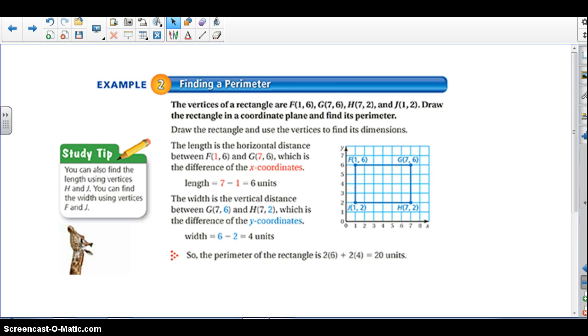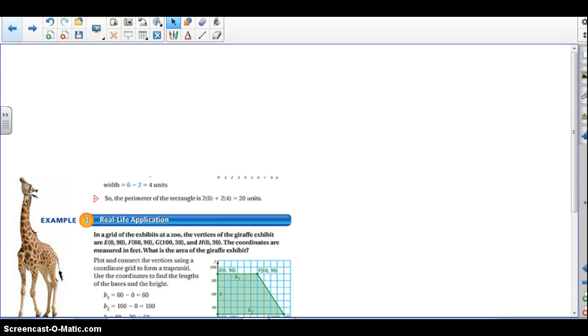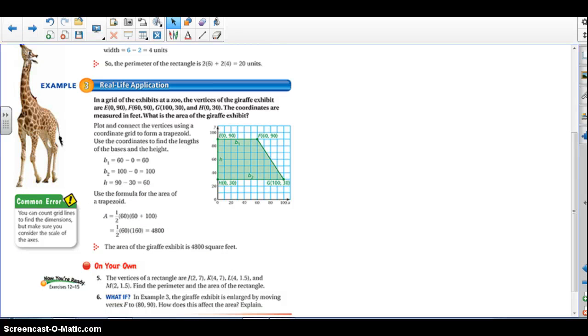Moving on to example 3. Real life application. In a grid of the exhibits at a zoo, the vertices of the giraffe exhibit are, and they give you the coordinates, which are right here. These are your coordinates and labeled. The coordinates are measured in feet. What is the area of the giraffe exhibit?